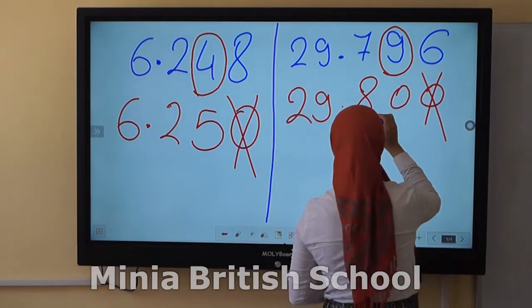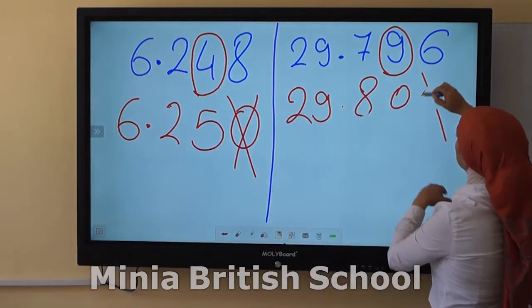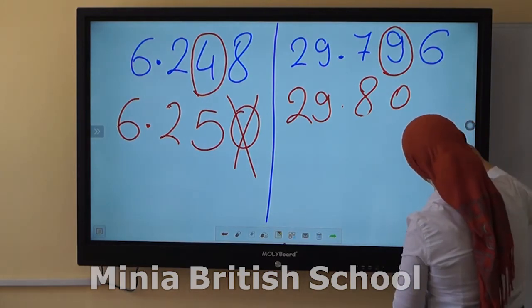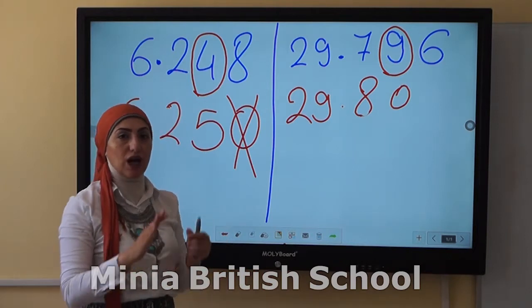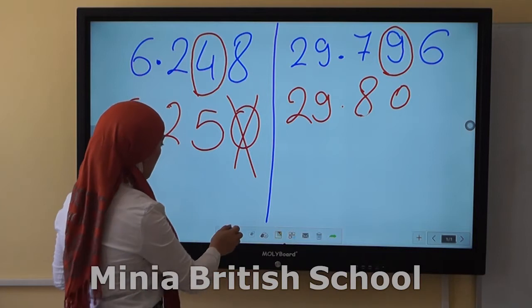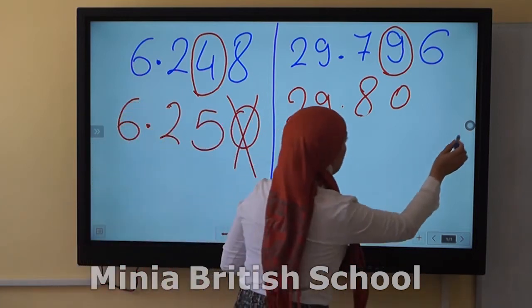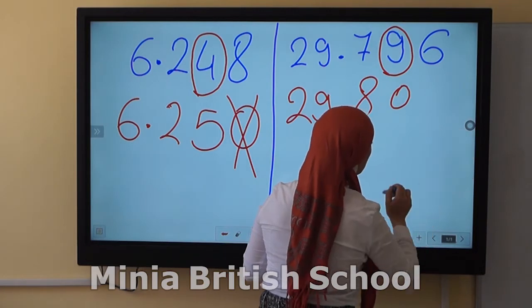Never. I can't cancel this 0. I can cancel this one only, and this I have to keep. Okay? This is about how to approximate to the nearest hundredth.